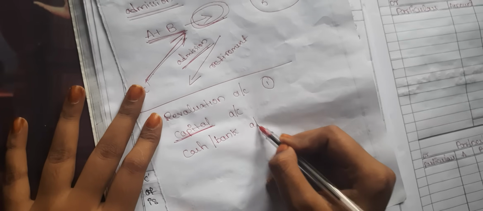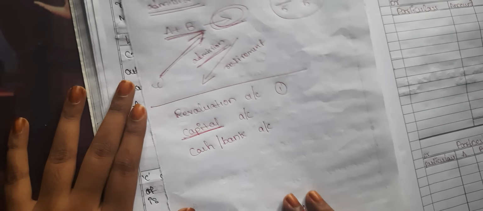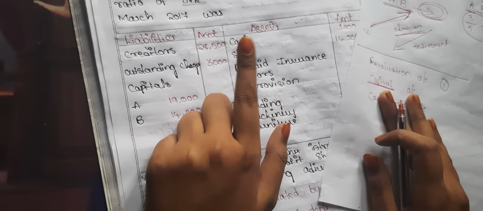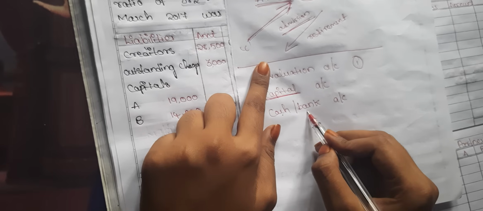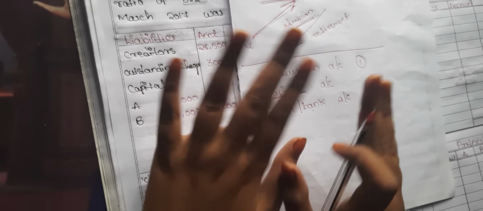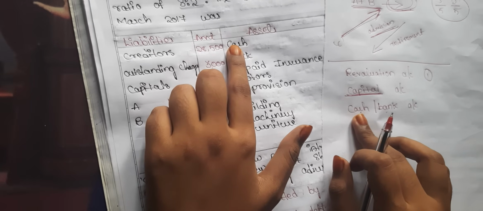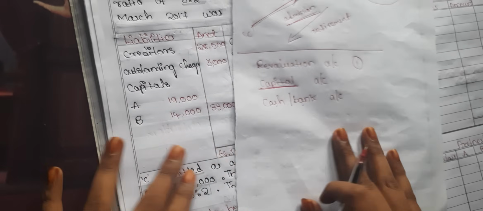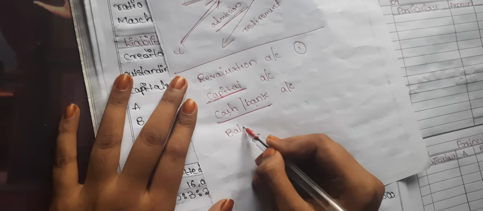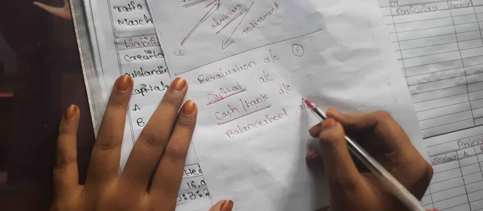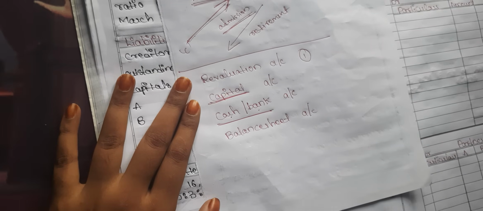It totally depends on your question. In the question, if they are saying cash, you need to make the cash account. If they are saying bank, you need to make the bank account. Everything will be similar. After the cash or bank account, you need to make the balance sheet. I think you are already aware of the balance sheet. Admission of a partner is very easy.